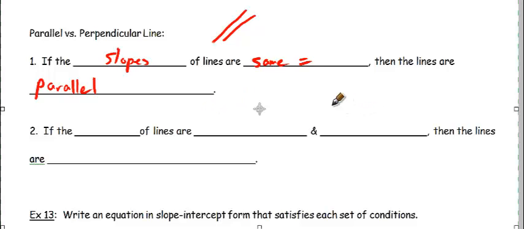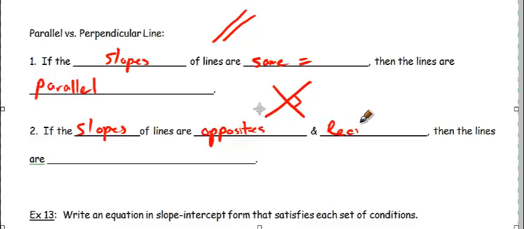Now for perpendicular, you have a line that comes this way and a line that comes this way. They might make right angles to each other. One's positive, the other one's negative as far as the slope goes. If the slopes are opposites, so one's positive, one's negative, and reciprocals, then the lines are perpendicular.